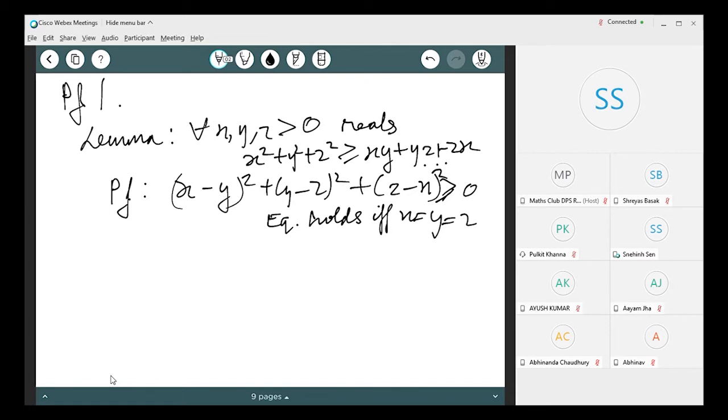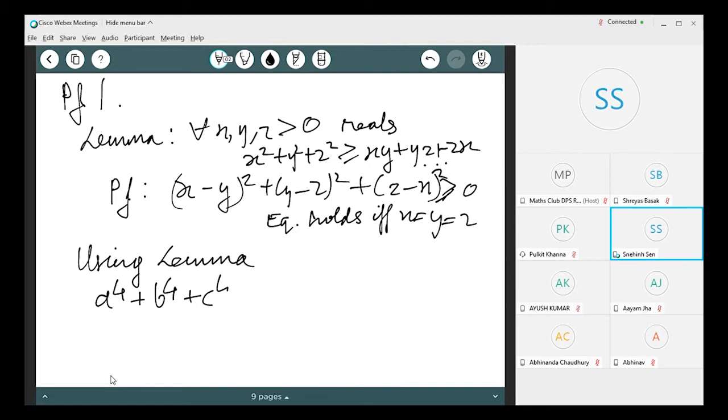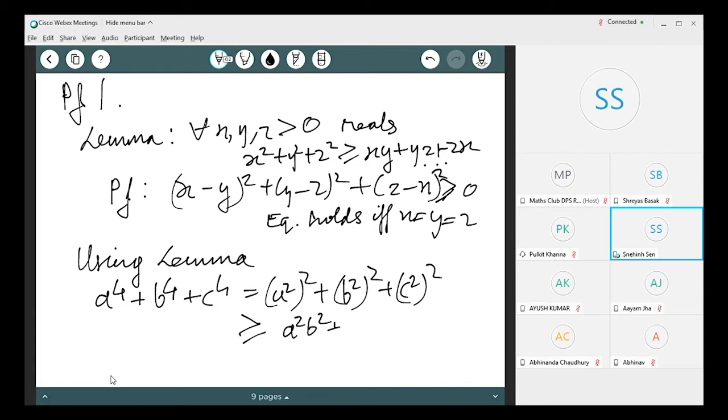Using this lemma, a to the power 4 plus b to the power 4 plus c to the power 4 is equal to a square whole square plus b square whole square plus c square whole square. This is greater than or equal to a square b square plus b square c square plus c square a square. Obvious? Just by the lemma. Here x is equal to a square, y equal to b square, and z equal to c square.